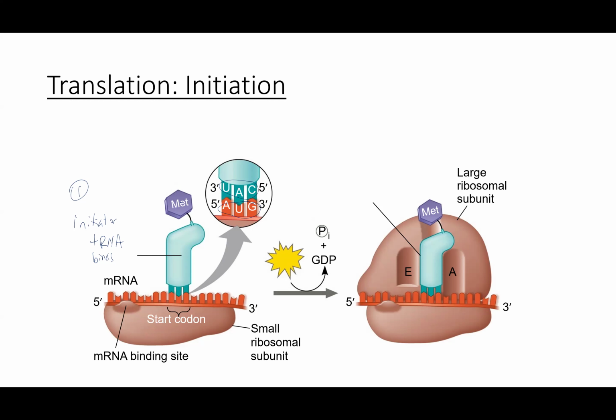So at this point, you'll see that the small ribosomal subunit is going to bind. Once this tRNA binds to the mRNA, the small ribosomal subunit is going to bind to the mRNA, and it's going to bind to the 5' cap. Remember, we said that was important for binding of the ribosome? It really is. It's going to bind to that 5' cap of the mature mRNA. This all takes some energy, so it's endergonic again.